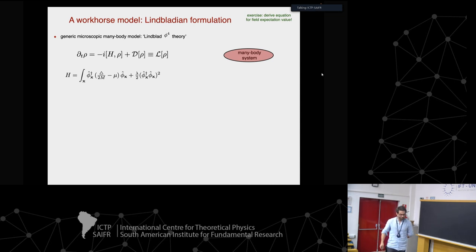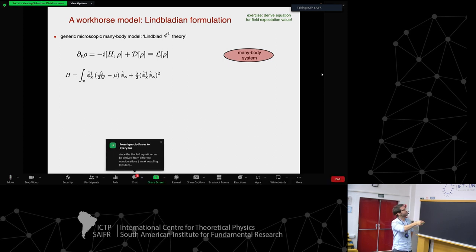Okay, so let's look at the generic microscopic many-body model, and I would refer to this as Lindblad Phi-4 theory. If we look at it in the Lindblad framework, this Hamiltonian for the system consists of kinetic energy, there is a chemical potential, and just a constant term in the single particle Hamiltonian, and then there is a two-particle interaction.